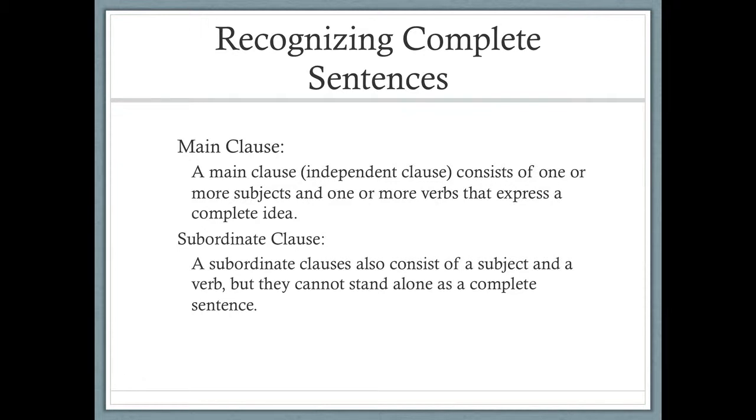A subordinate clause also consists of a subject and a verb, but they cannot stand alone as a complete sentence. Okay? So whether it's a main clause or a subordinate clause, both of these have a subject and a verb. But the difference is that the main clause can stand alone as a sentence and the subordinate clause cannot stand alone.